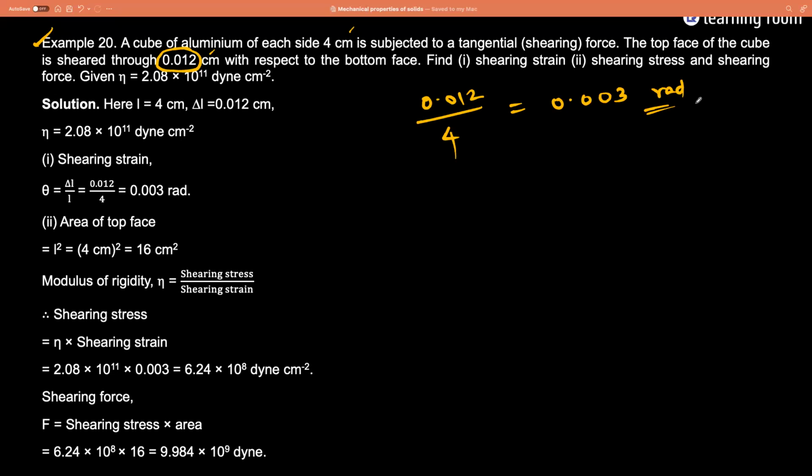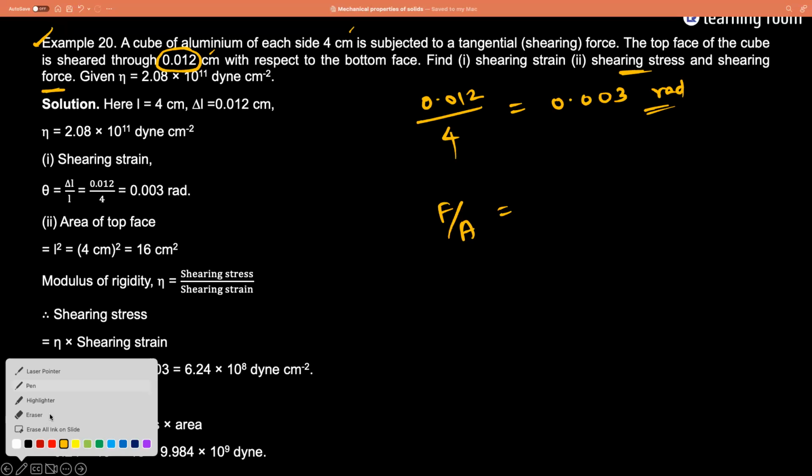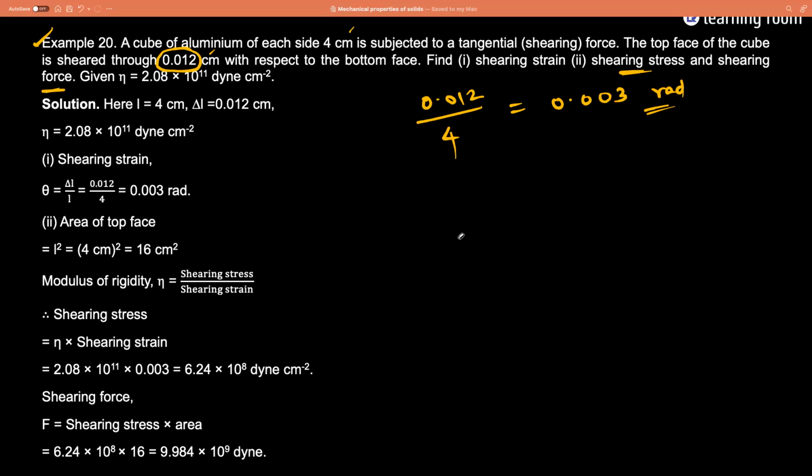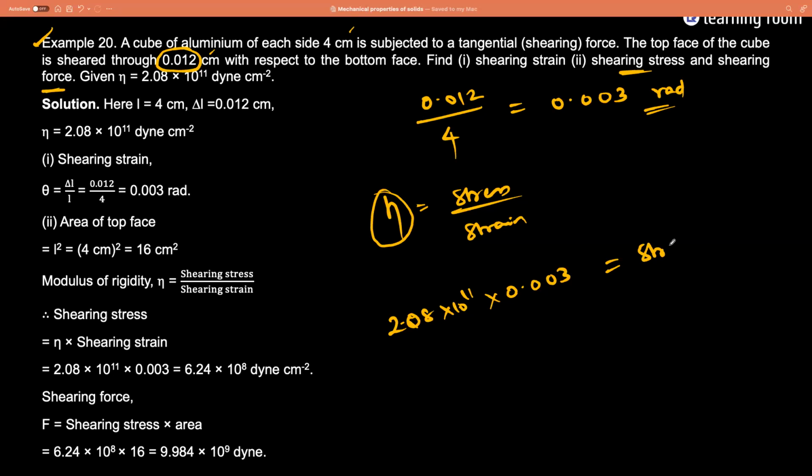Next is find the shearing stress and shearing force. They both are different. What is going to be the shearing stress? It will be F divided by A. F divided by A is not known to us, so they have given the value of modulus of rigidity. Modulus of rigidity is stress divided by strain. So this value given, 2.08 into 10 power 11, into strain 0.003, is equal to stress.